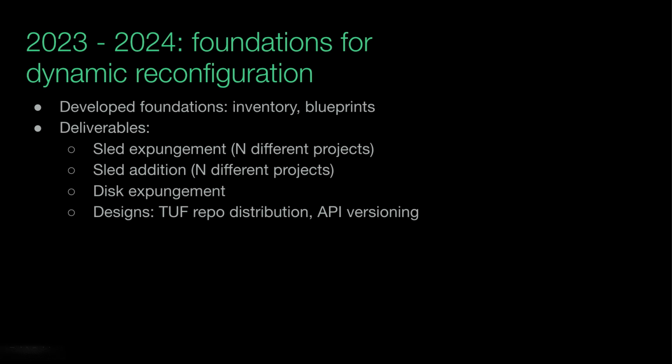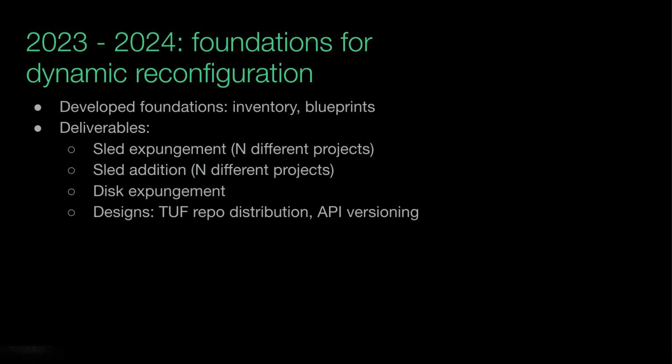So this first year after that, so this is 23, 2024, were basically the foundations of what we now call dynamic reconfiguration. The customer deliverables here were things like sled expungement and sled add. So being able to take a sled out of a rack and add a new one to a rack. Again, sounds super easy, right? But there's a bunch of software and data stored on that sled that you want to remove that we need to account for now and restore fault tolerance and all that stuff.